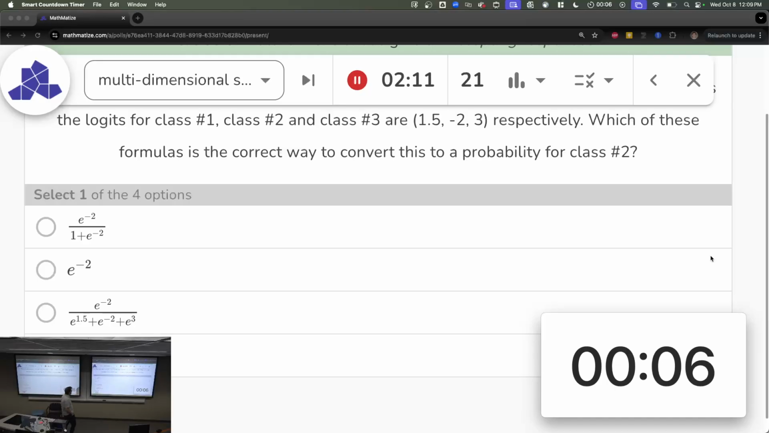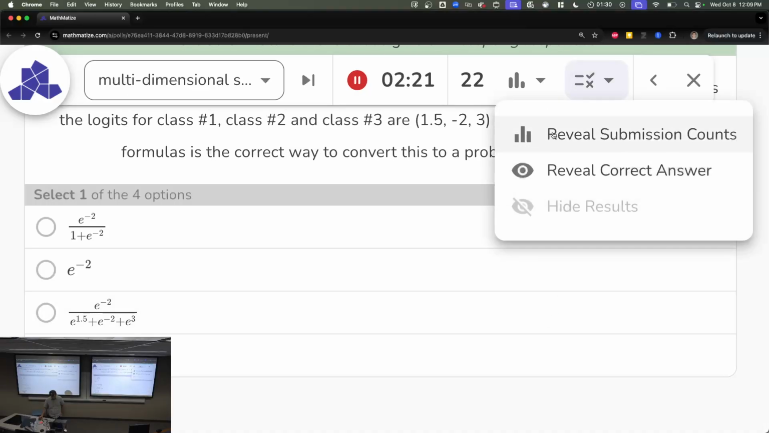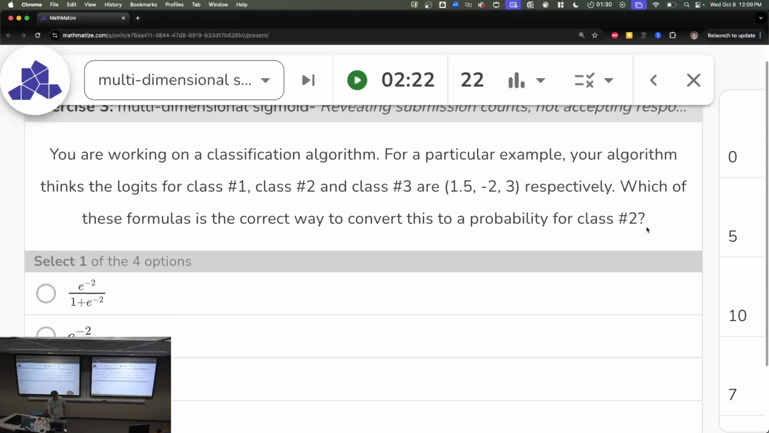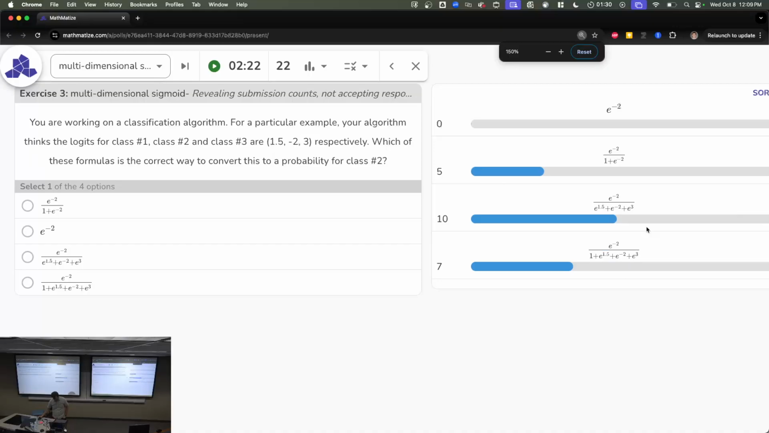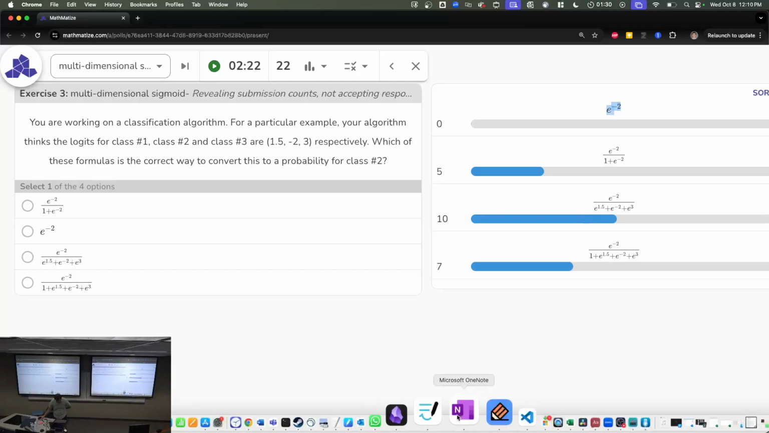Okay, get in your final guesses here. Let's see if we can see how to convert this. Reveal counts. Okay. All right. Nobody fell for e to the minus 2. That's very good. If you do e to the minus 2, there's no guarantee they will sum to 1. So this is part of what we need to do, is we need to make sure that the probabilities sum to 100%.